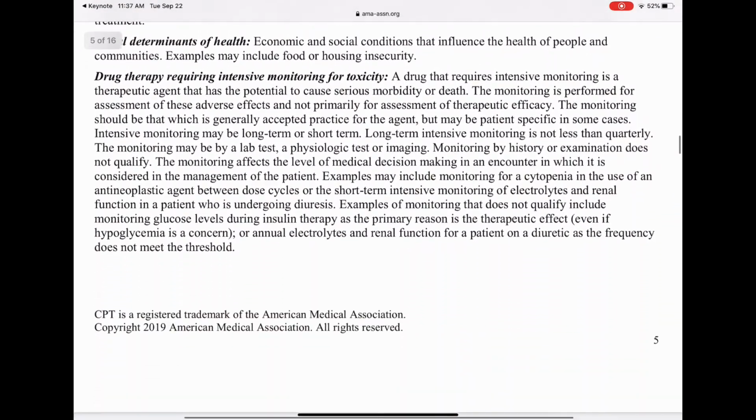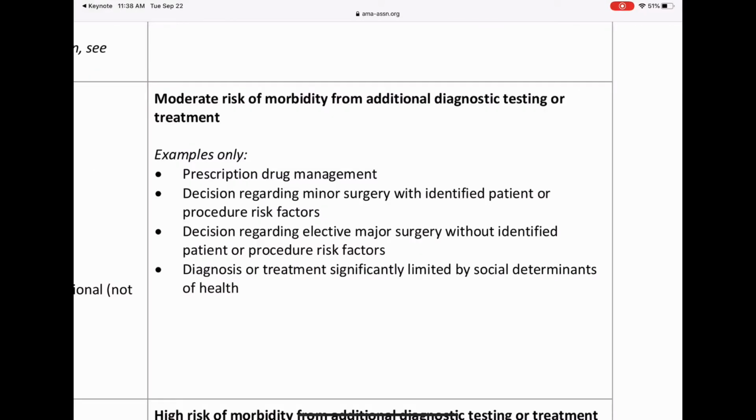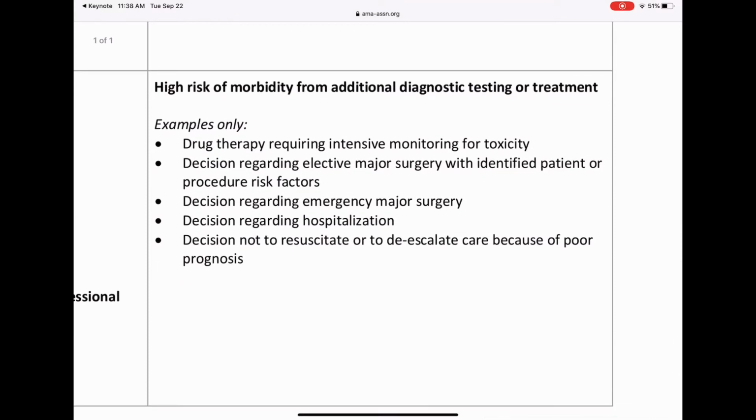Social determinants are economic and social conditions that may influence the health of people and communities. Examples may include food and housing insecurity. All right, let's go down to high risk. They give some examples here. They talk about drug therapy requiring intensive monitoring for toxicity, and they actually define this out and give you good information on what constitutes drug therapy for intensive monitoring for toxicity. We could probably do a whole video on that one.